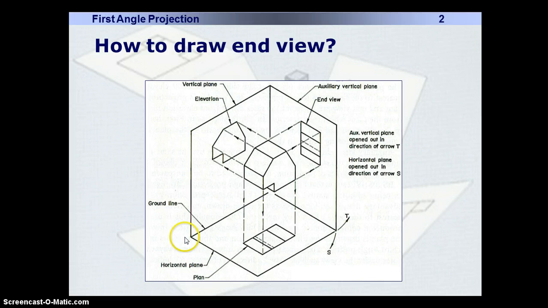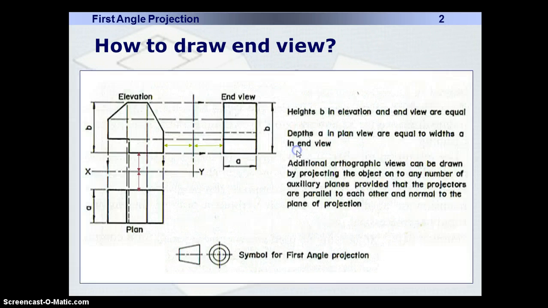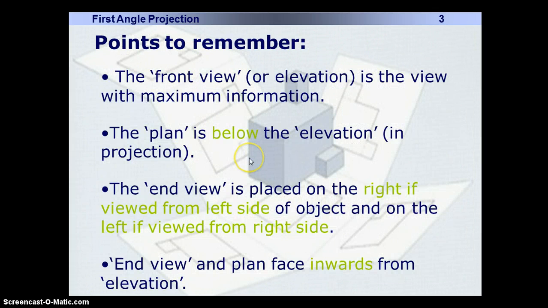The end view. Now this is the end view which is drawn from the left hand side. How the view appears is shown. This is called the auxiliary vertical plane, and this plane is rotated in anti-clockwise direction. How to draw the end view? This is shown. If the two views are known, now the height dimensions are projected from the front view, and the width dimensions are projected from the plan view. And this is the symbol for the first angle method of projection.